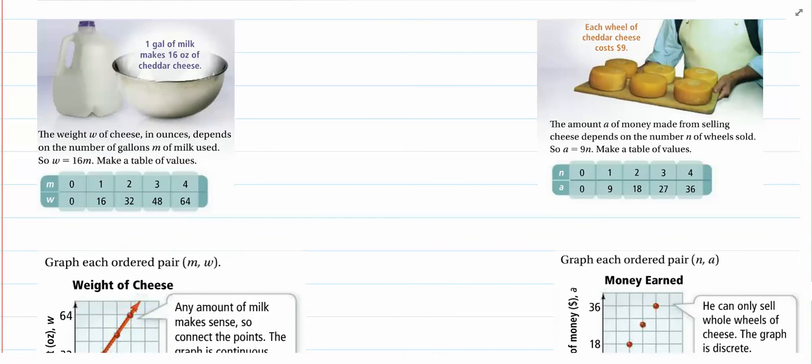1 gallon of milk makes 16 ounces of cheddar cheese. Says, so the weight W of cheese in ounces depends on the number of gallons of milk used. So they give us a function rule. So W equals 16M, and then we make the tables. So M stands for milk, gallons of milk. W is the weight of the cheese.